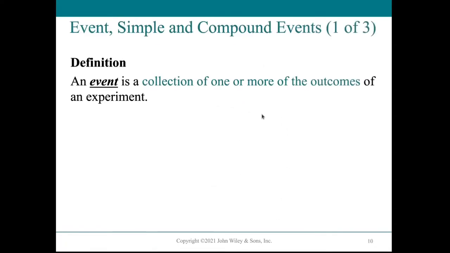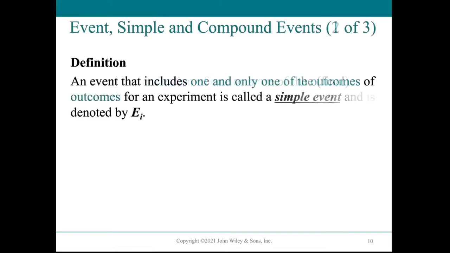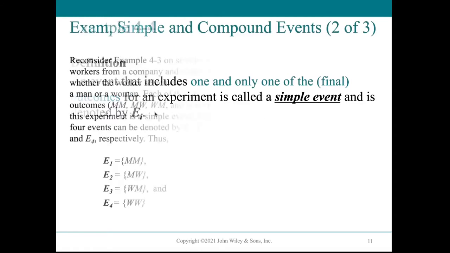An event is a collection of one or more outcomes of your experiment. We can have a simple event, which includes one and only one of the final outcomes of an experiment. So this is a simple event, it's only one outcome.